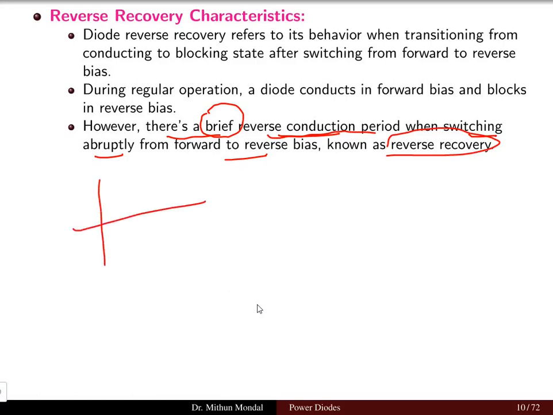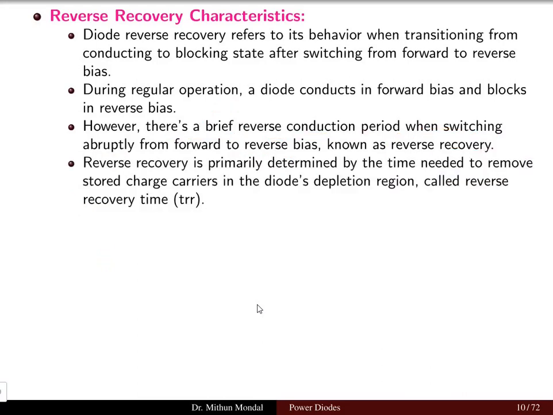It means that suppose you are applying a potential, plus Vs, then after a small brief period, when this potential changes its sign from positive to negative, there will be some trapped energy, which is known as reverse recovery. Reverse recovery is primarily determined by the time needed, that is, how much time you will require to remove the stored charge carriers. Some energy will be present in the form of charge, which has to be removed when you go from positive to negative in the diode depletion region. That is known as reverse recovery time, TRR. This should be as minimum as possible.